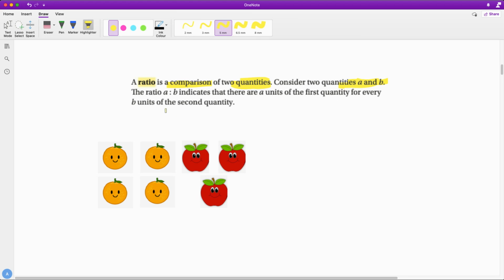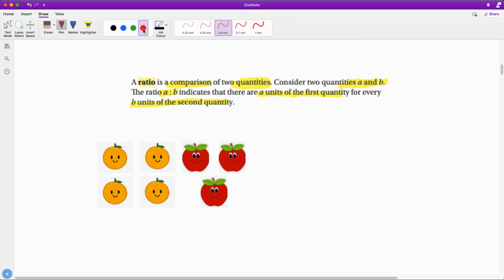The ratio of A to B indicates that there are A units of the first quantity for every B units of the second quantity. All right, so that's just telling us how many we have of A in comparison to how many we have of B. It's allowing us to take these two different things and compare them in one mathematical statement.